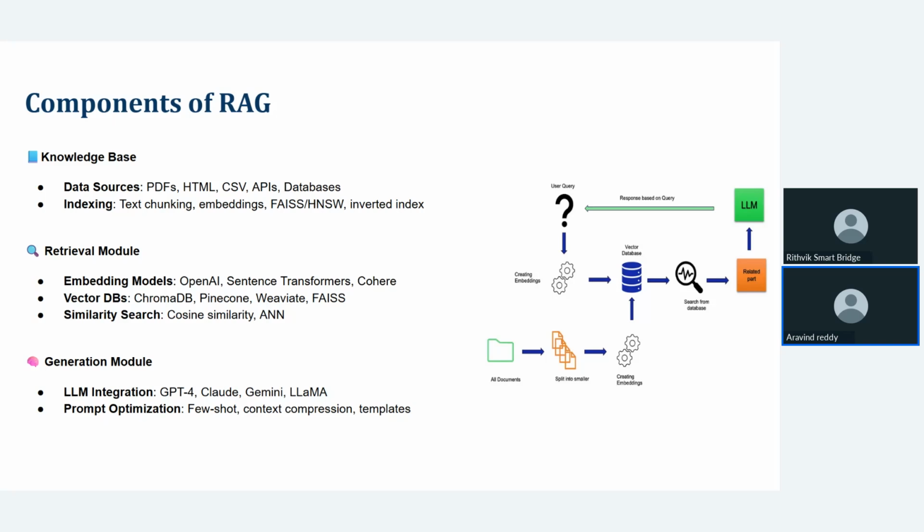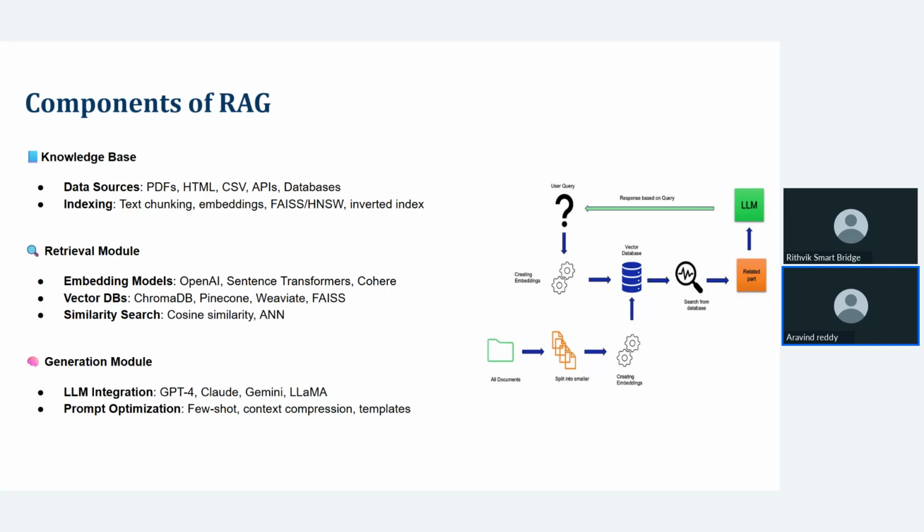Now, the components of RAG. What are the things RAG generally uses to do this process? Knowledge base, meaning data resources. Generally we give PDFs, HTML, CSS, APIs, databases. So we provide n number of connections to that model, because we need to give the data, right? Based on that data only, it's going to learn context and everything. Like text chunking, embeddings, it's going to use Facebook AI Similarity Search, FAISS, the inverted index. All these things it's going to take into consideration and start working.